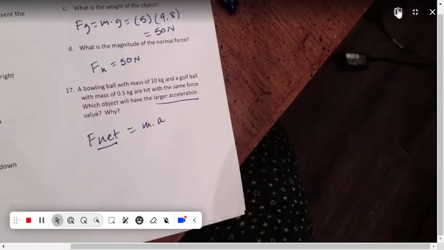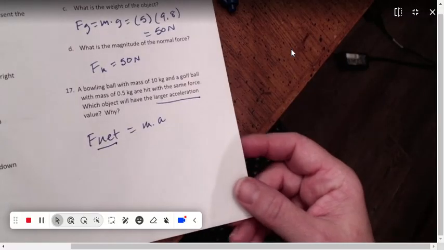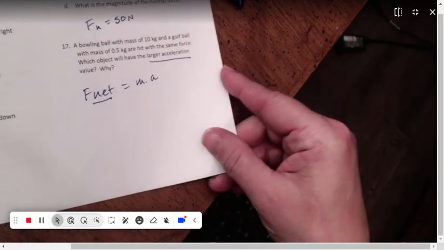Alright, sorry about that. We're keeping my older son's dog. He's kind of a handful.